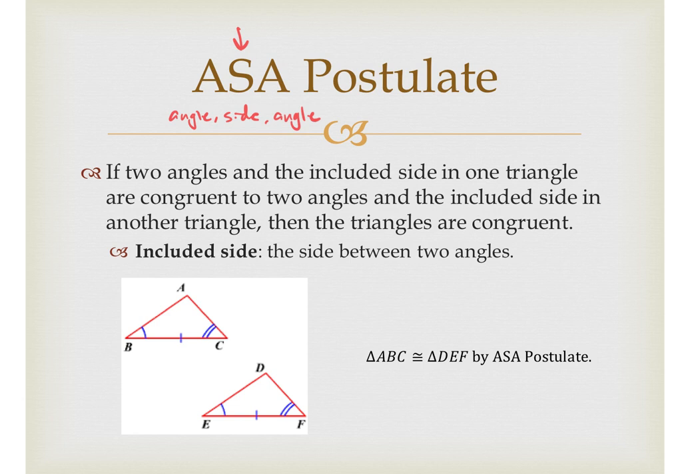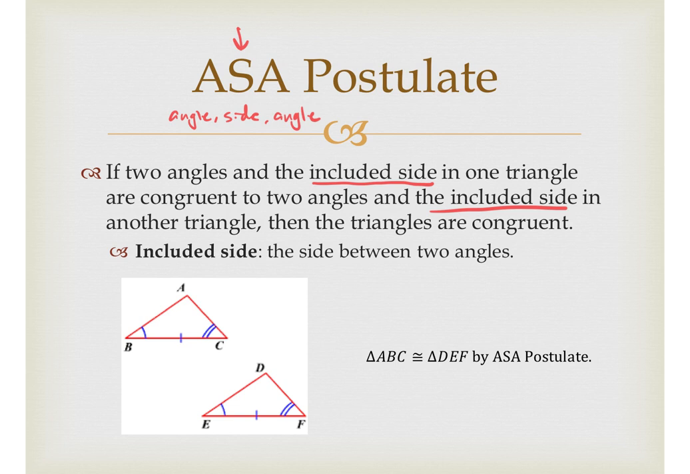Now this one states that if 2 angles and the included side, there it is, in one triangle are congruent to 2 angles and the included side of the other triangle, then the triangles are congruent. Included again means in between the 2 other pieces. So we look at BC and EF. These 2 sides have the 2 congruent angles on either side of them. And that's very, very important. If it's not in between the 2 angles, then it's not an included side, and you've got to do something else.